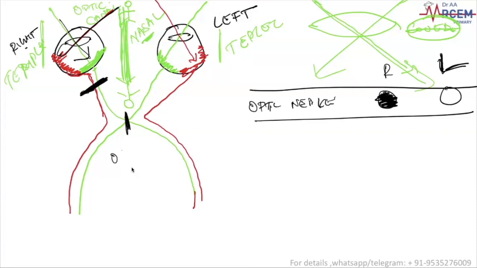The next lesion we'll be seeing is at this level. This level is known as the optic chiasma. Optic chiasma is important. It is very much tested in the examination. Why is it important here? Right above this is the pituitary gland. Any enlargement of the pituitary gland can cause compression of the optic chiasma, resulting in vision loss.